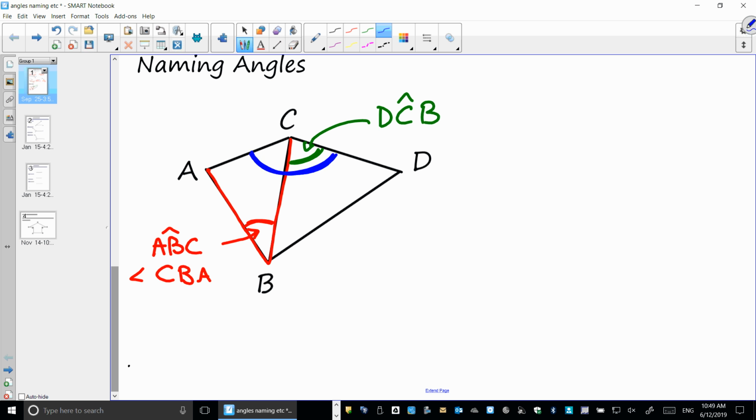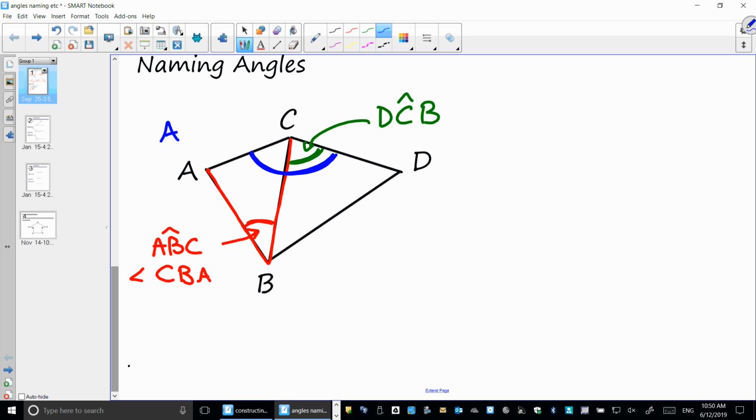Okay, who wants to help me out with the blue one? Maybe it is A, B, C. No, she said B, C. So remember for the red one, I had to C. A, C, D. That sounds all the same.